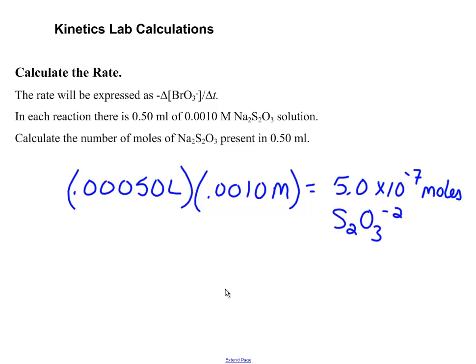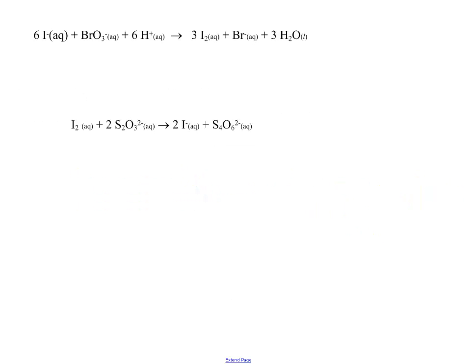Now I'm going to set up a mole ratio between the sodium thiosulfate, the iodine, and the bromate to see how many moles of bromate ion I get. So here are my two reactions from the front page. The thiosulfate ion's in the second reaction, and I have a 2-to-1 mole ratio between it and iodine. Iodine is also in the first reaction. That's what reacts with the bromate in the first place. And so there is my mole ratio between iodine and bromate.